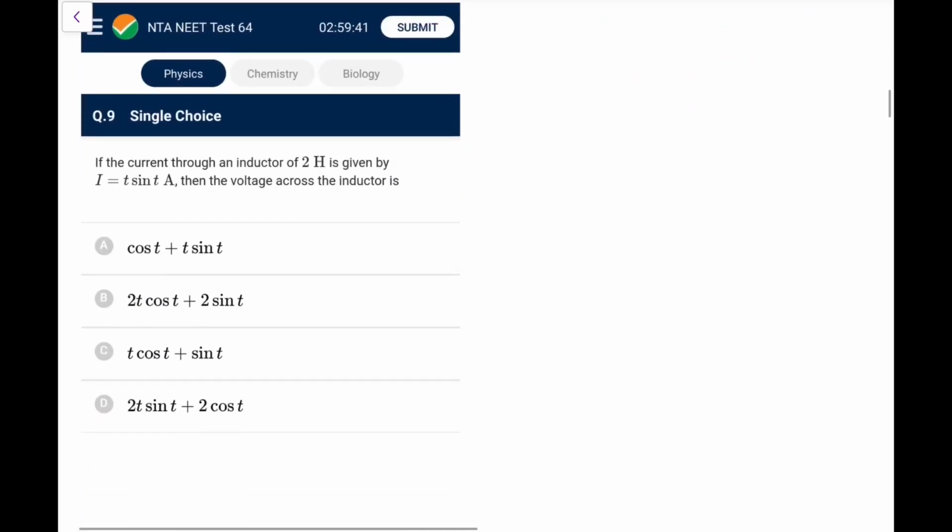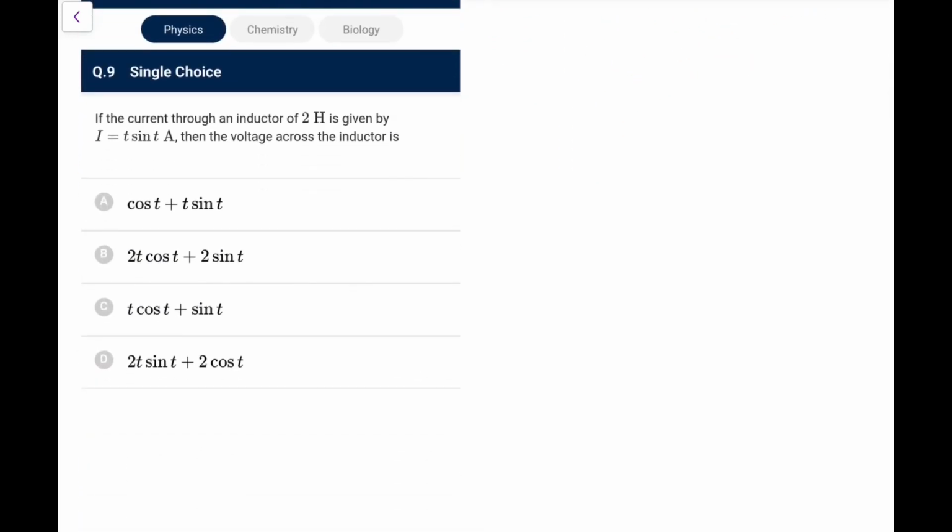Next, the current through an inductor of 2 Henry is given by this. Then the voltage across the inductor, we know the voltage across the inductor is minus L di by dt, that is what we remember. So this is minus L di by dt. So d by dt of t sin t. So L is 2.